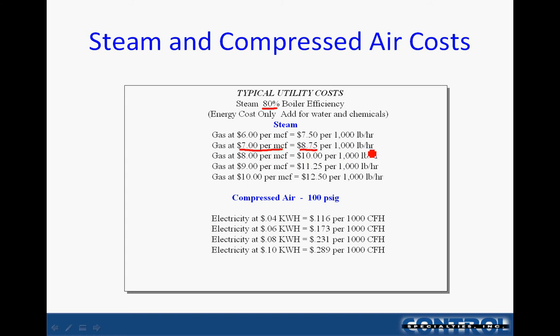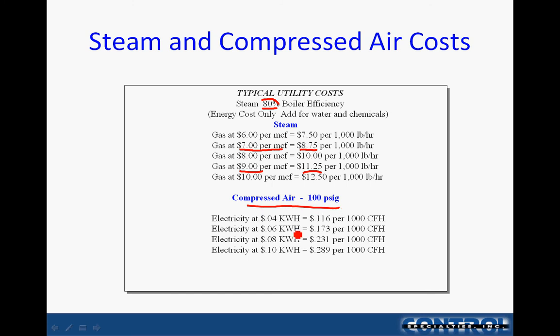To arrive at figures for other gas values, you would just simply take the gas cost per million BTUs and divide that by the boiler efficiency. So as an example, if your gas cost was $9, and again your boiler efficiency is 80%, then your cost for steam would be $11.25 per 1,000 pounds.